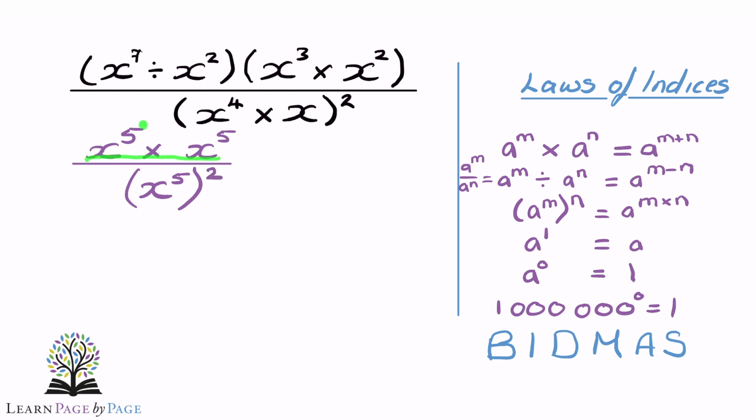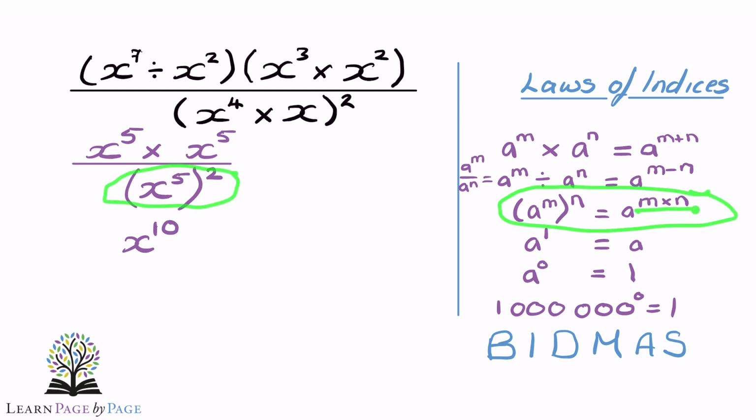So we have x to the power of 5 multiplied by x to the power of 5. Again, we're multiplying, so we add them. That gives us x to the power of 10. And then this one here, that's this law, and we need to multiply the indices. So we have x to the power of 5 multiplied by 2, which will give us x to the power of 10.